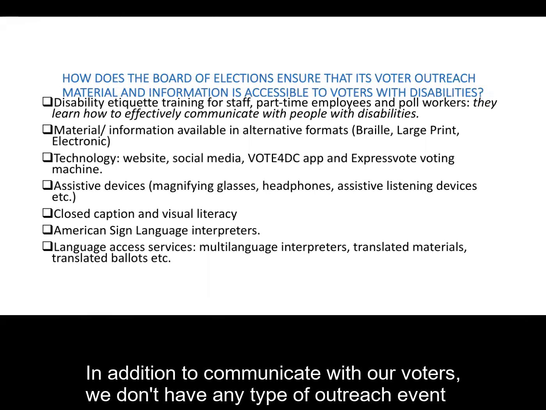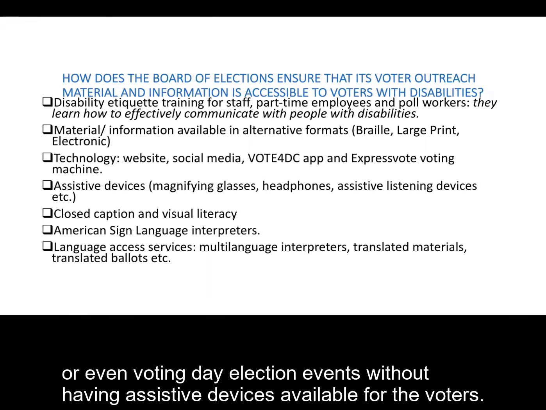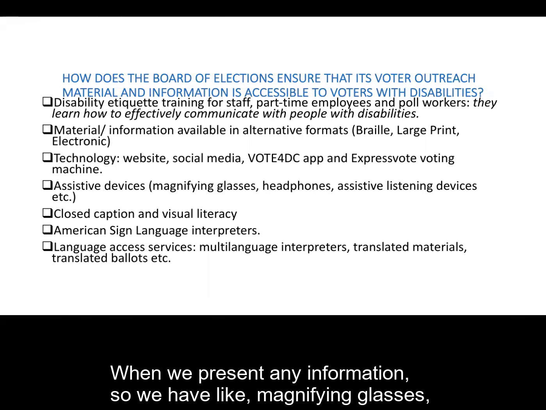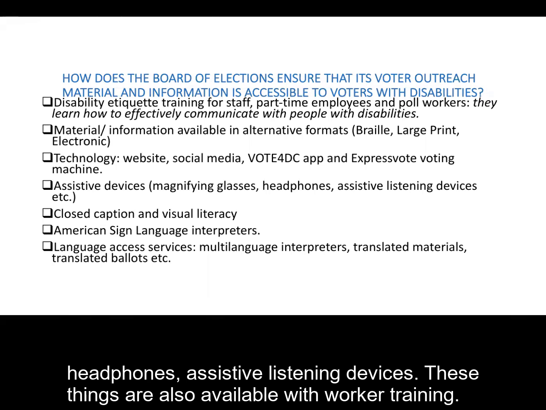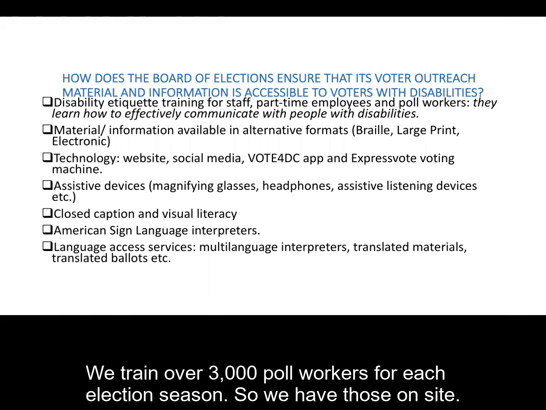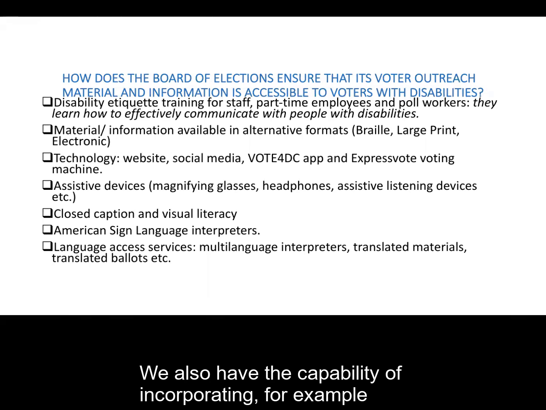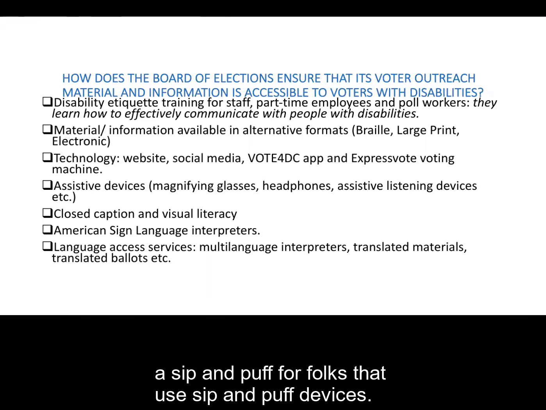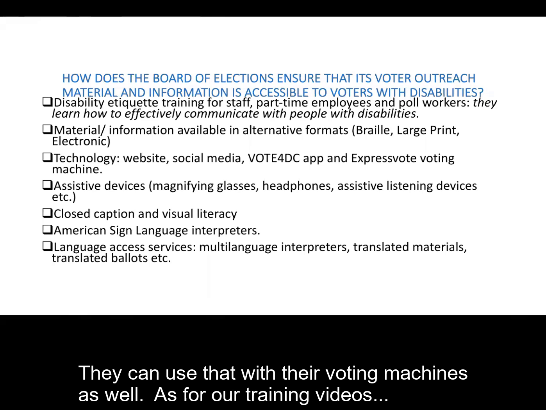In addition to how we communicate with our voters, we don't have any type of outreach event or even voting or election day events without having assistive devices available for the voters when we present them with information. So we have magnifying glasses, headphones, assistive listening devices. These things are also available when we have poll worker training. We train over 3,000 poll workers during each election season. So we have those on site. We also have the capability of incorporating, for example, a sip and puff for folks that use sip and puff devices. They can use that with our voting machines as well.